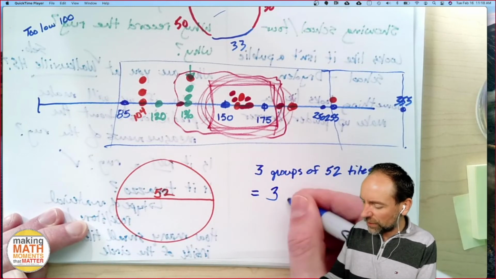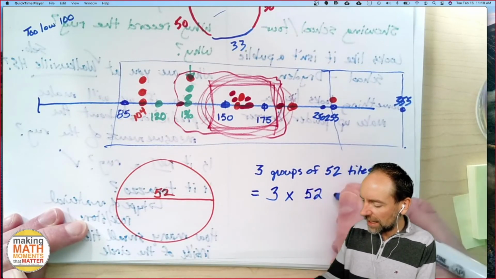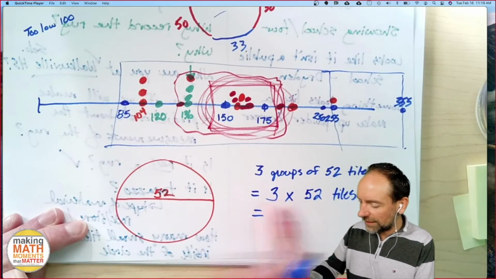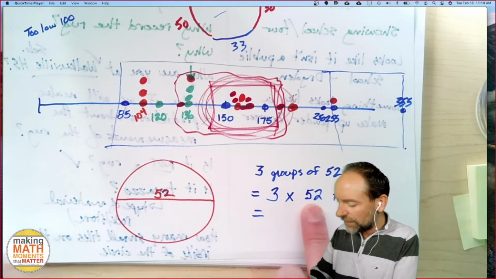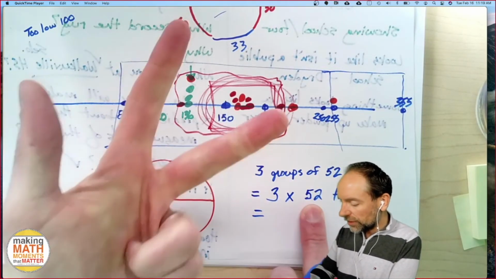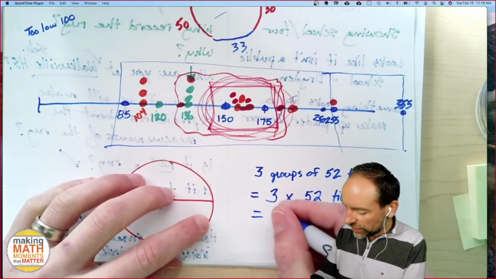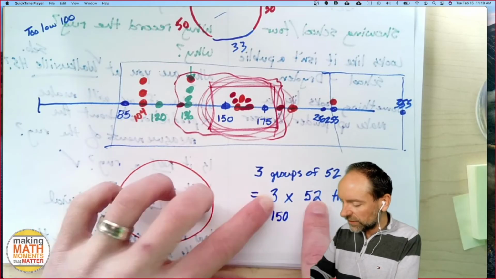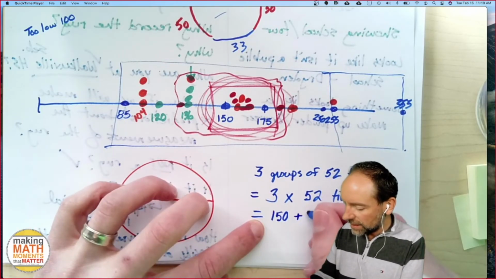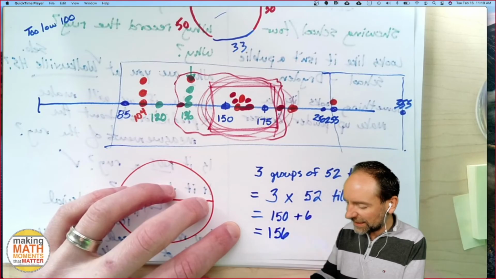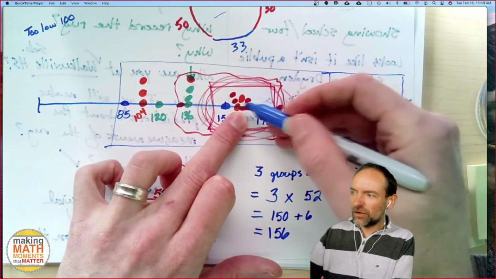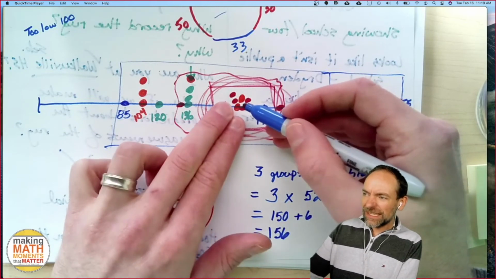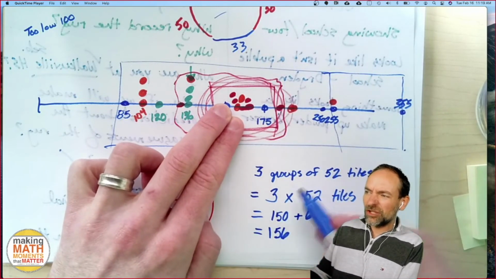You're like, well, that means I need 3 groups of 52 tiles. And you had mentioned, I don't know the answer to this, so I'm going to do what I know, I know how to count by 50s: 50, 100, 150. So that's 150 plus 2, 4, 6. So there's 3 groups of 2, 4, 6. Oh my gosh, 156. I saw a lot of you were saying 156 earlier. It's almost like you were telling me that this is what you were thinking, which I thought was really cool.